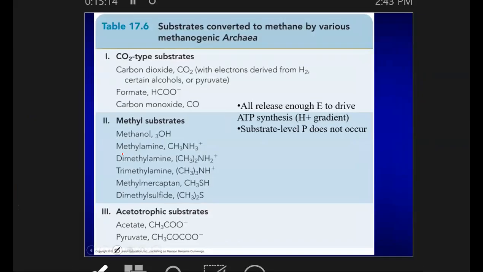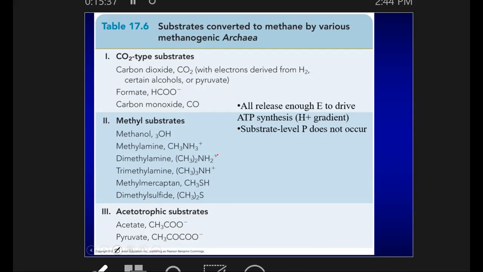So these methanogens and methanotrophs. Here you're seeing methanogenic reactions. So CO2 is probably most straightforward, but they can use methyl compounds. See, there's a range of select compounds.